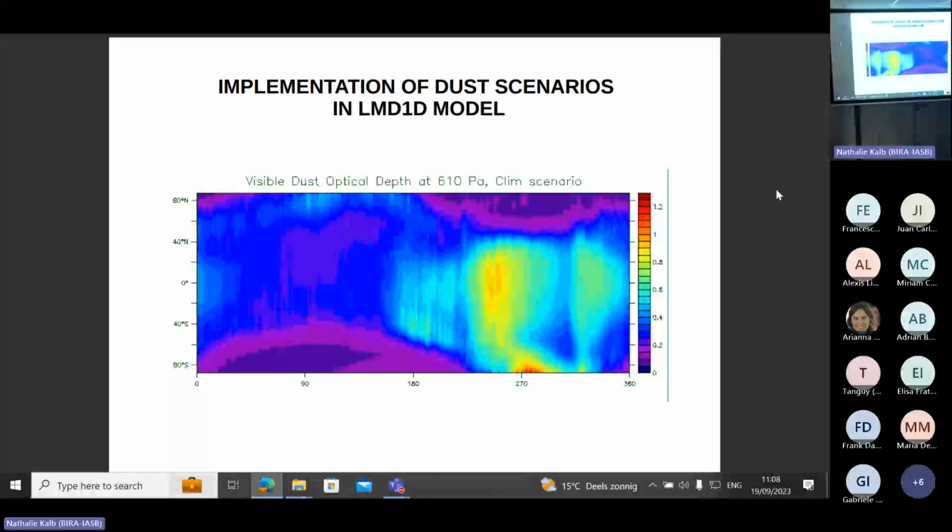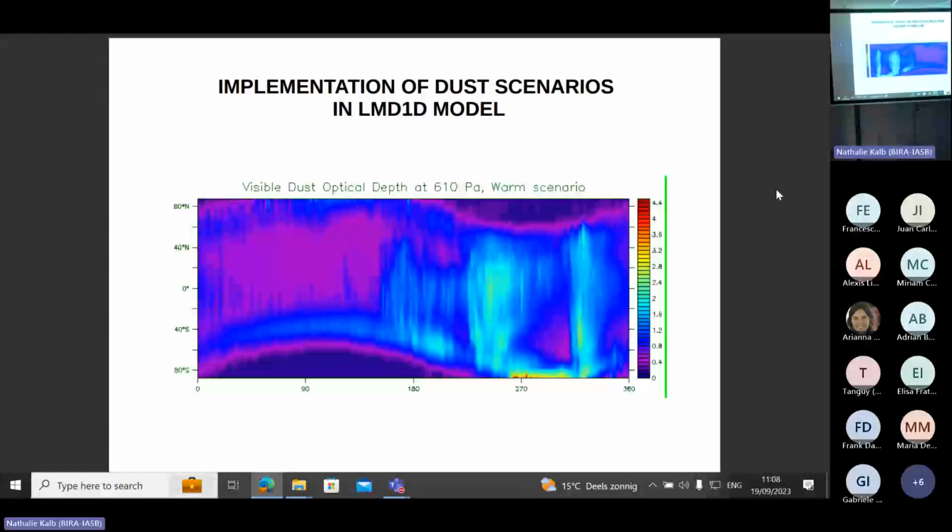So you can use this scenario, or you can use what we call the warm scenario. In this case, instead of averaging all the Martian years, at each date and at each location, we take the maximum value of the dust optical depth, and we increase it again by 50%, to make an extreme but still realistic scenario.